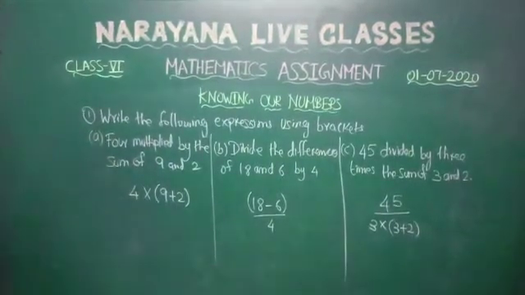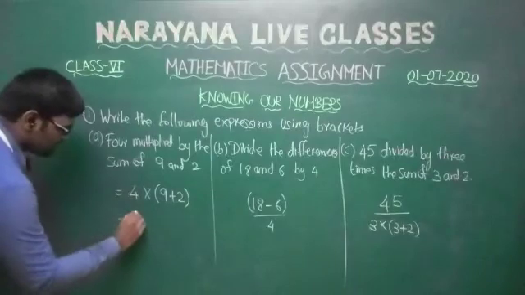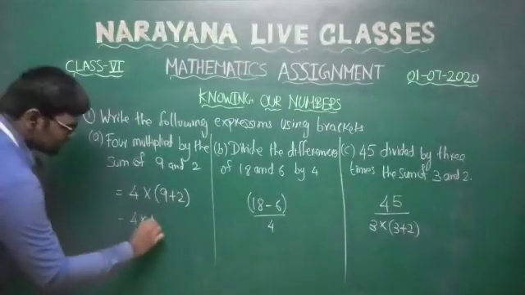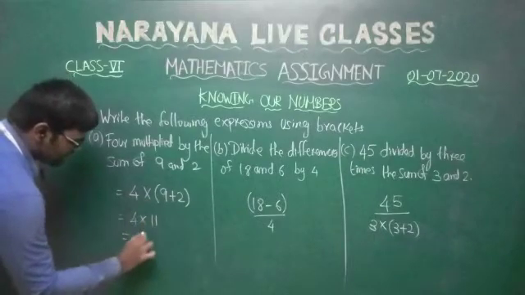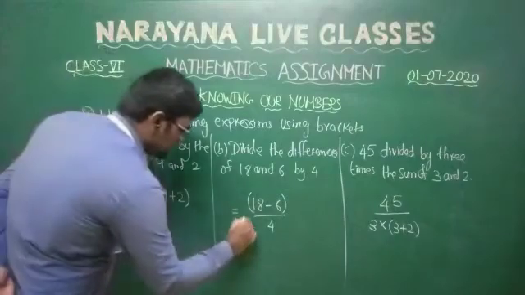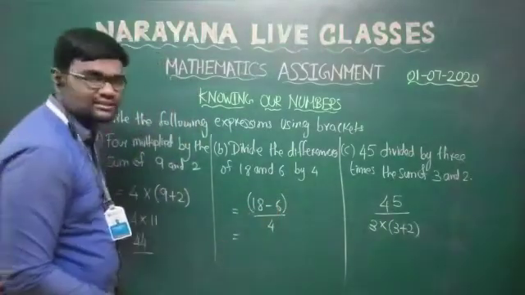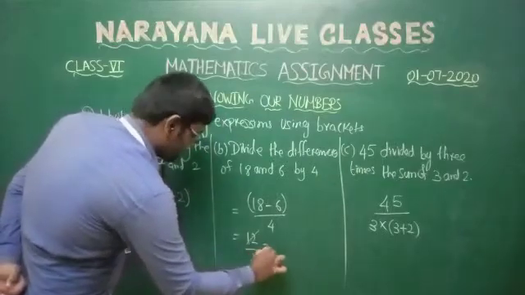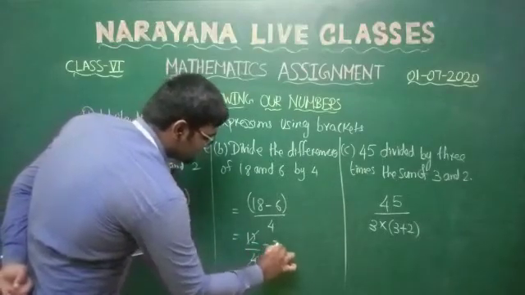Now let's discuss the solution for this. It is equal to 4 into, first the bracket value should be simplified, 9 plus 2 is 11, 4 elevens are 44. Similarly here also, 18 minus 6, how much? 18 minus 6 is 12, by 4. 4 threes are 12, so the answer is 3.